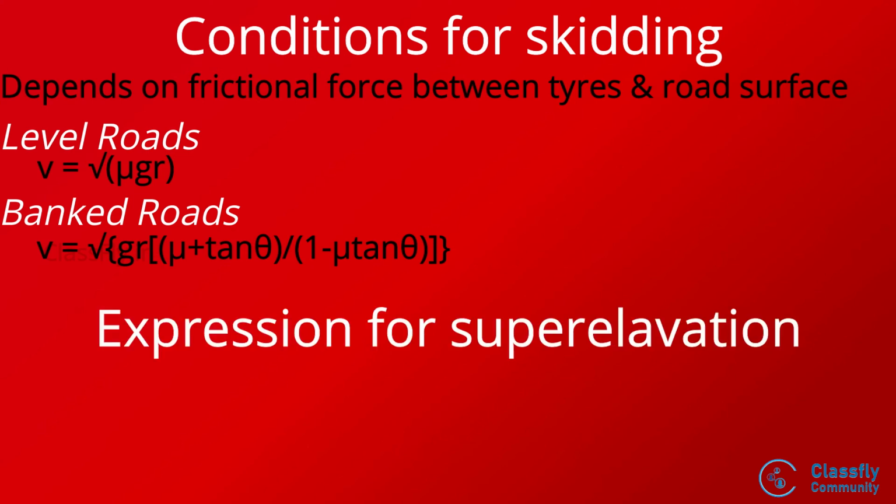The expression for superelevation, that is E, is given by v square into b divided by g r, and for rails it is given by E is equal to v square g divided by g r, where b and g are the width of the pavement and the distance between the rails respectively.